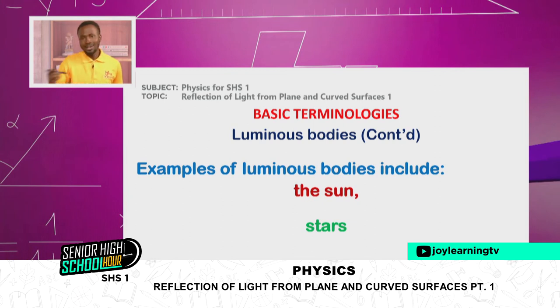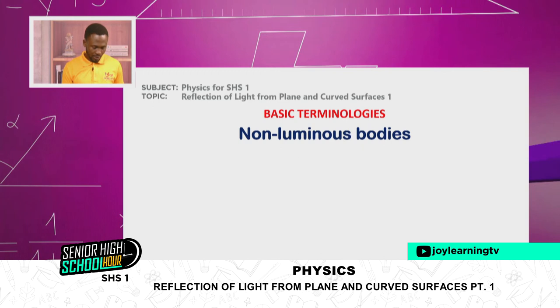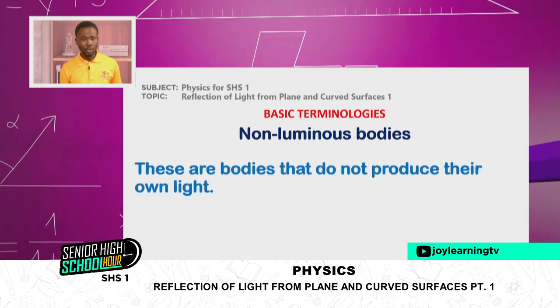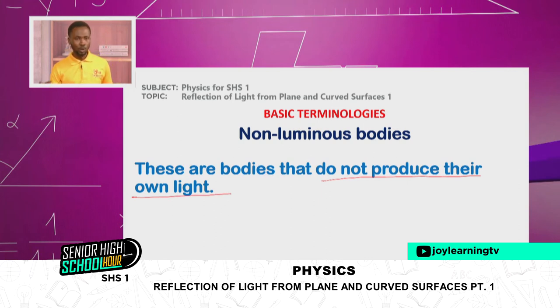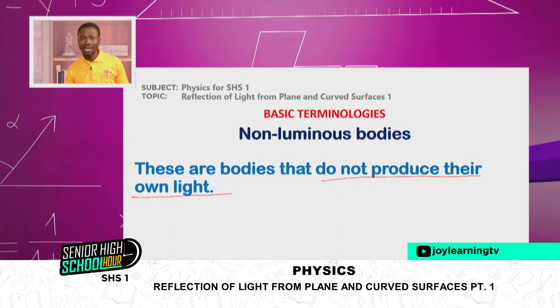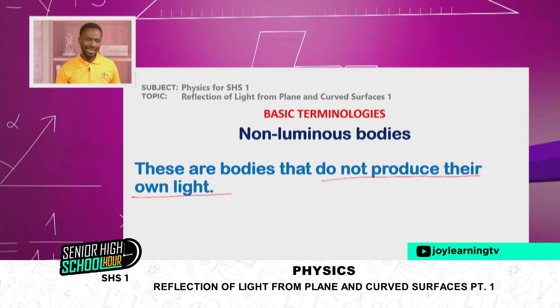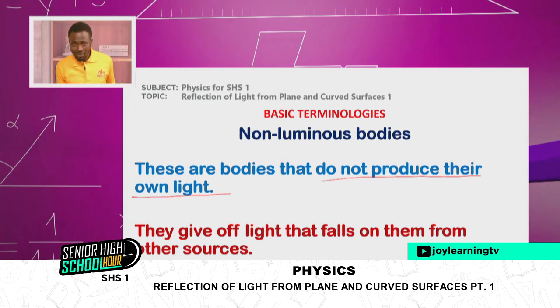The opposite, their other counterpart, is non-luminous bodies. Why are they non-luminous? They do not produce their own light. They don't give off their own light. They are seen because of the light they reflect. So light from other sources falls on them. Then they in turn reflect that light. Then they can be seen. Good. So non-luminous bodies do not produce their own light. They give off light that falls on them from other sources. So a clear example would be the moon. Good.